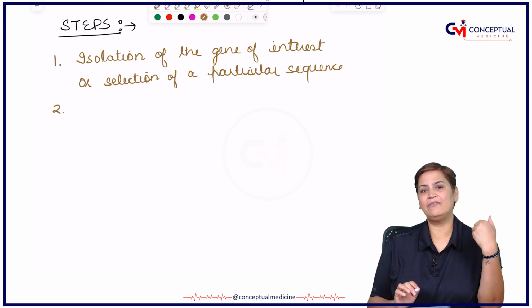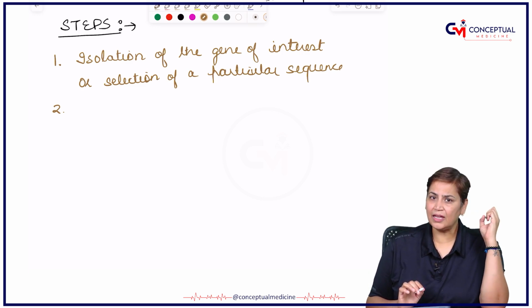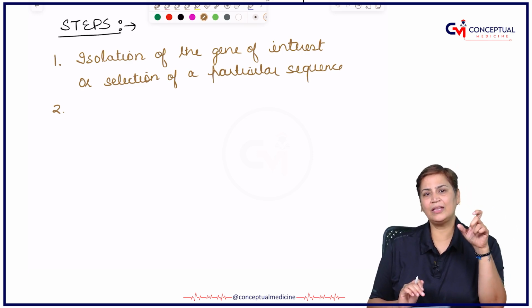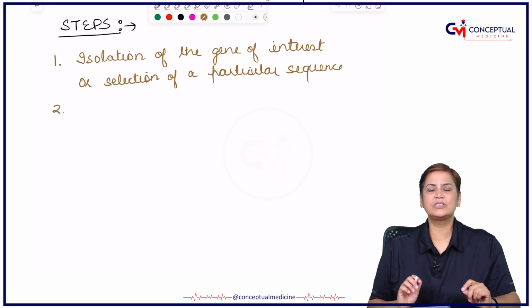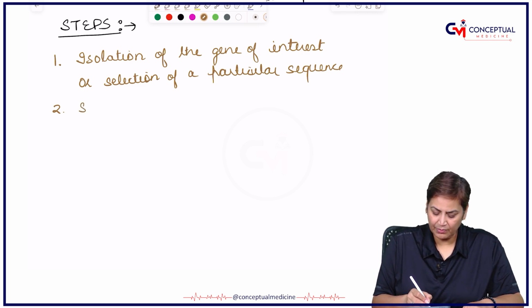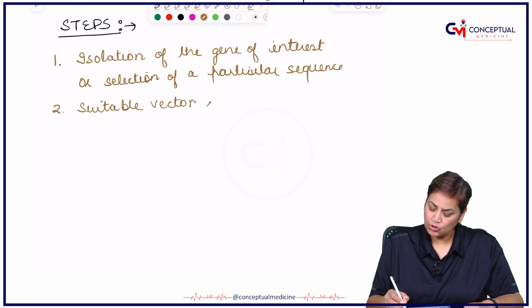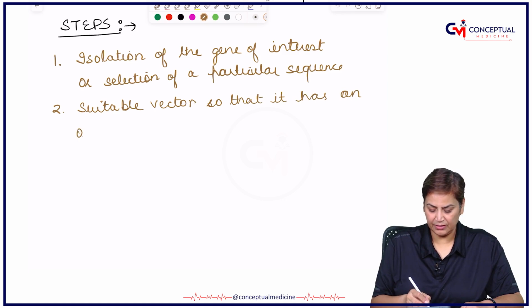So, just to have an origin of replication, we require something to combine with DNA, because we have put so much labor into isolating the DNA. Whenever we are forming a clone of that, multiple copies should be there. So, we have to search for a suitable vector, okay. So, the second step is a suitable vector, right, so that it has an origin of replication.